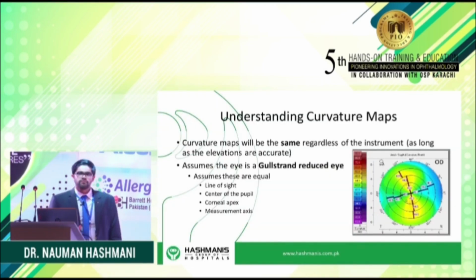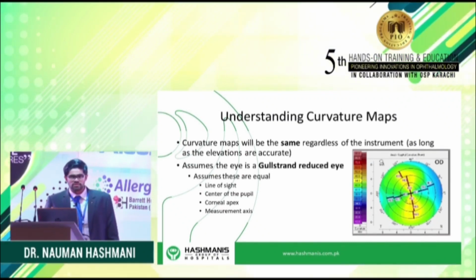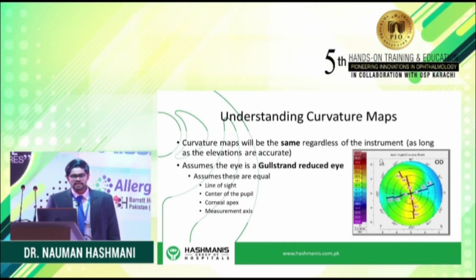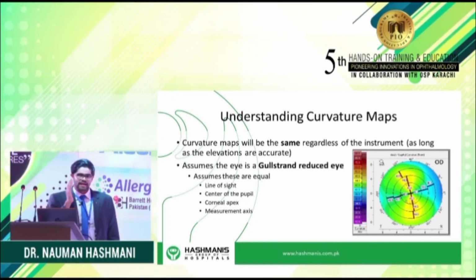Now, another part of this talk is to get people away from using sagittal curvature maps to diagnose keratoconus, because with the sagittal curvature principle, they are highly dependent not only on alignment, but also, if any person has a high angle kappa, as I'll tell you, they will present with highly keratoconic features.